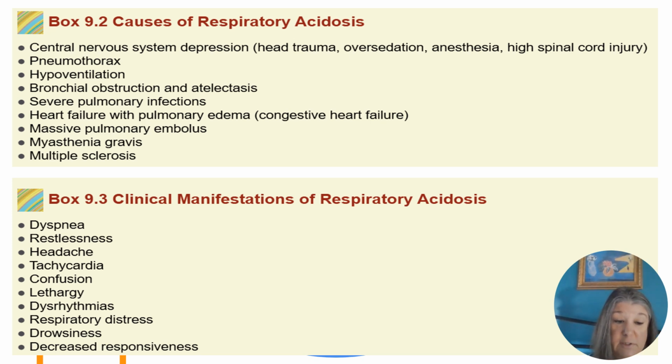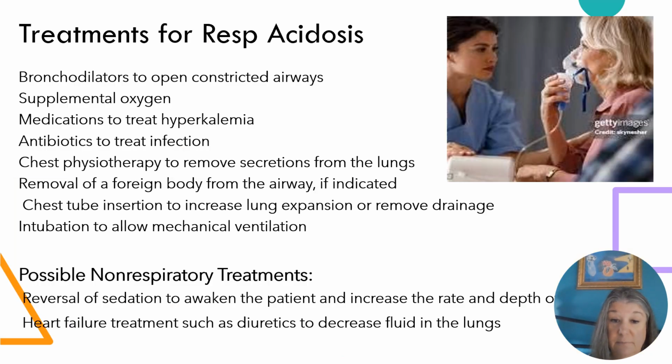All right. This is a really important slide. Slide 53. This is box 9.2 and box 9.3. This is causes of respiratory acidosis and clinical manifestations of respiratory acidosis. So respiratory acidosis, my person is holding on to too much CO2, okay? Period. That's all that is. And then those are my signs and symptoms.